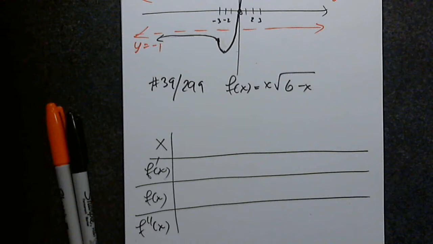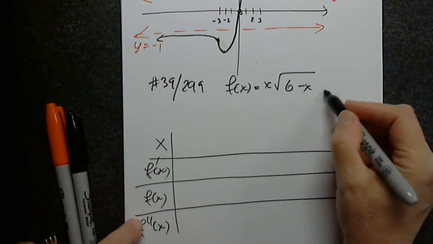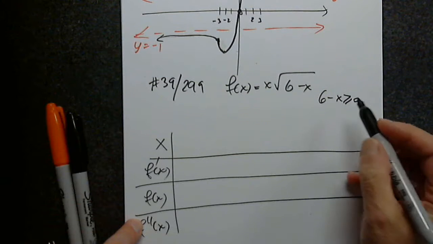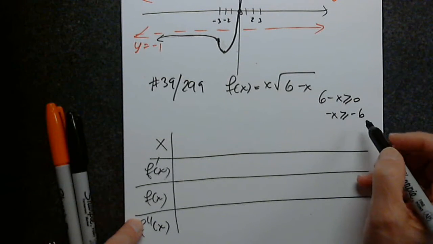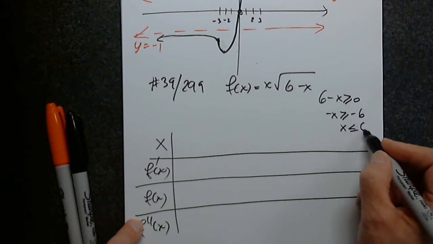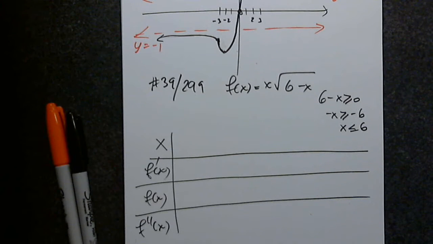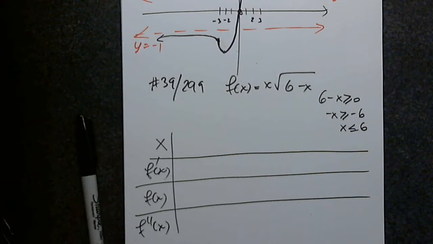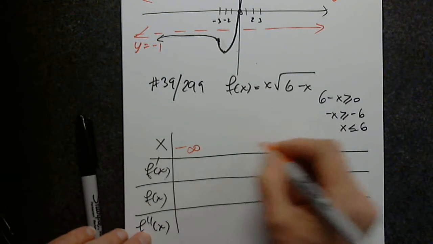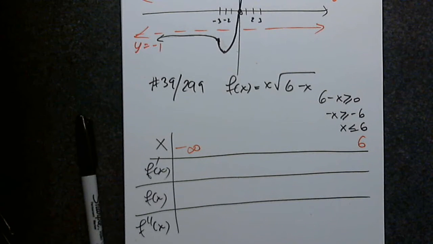Can anyone tell us what to write in order to find the domain? Excellent. Very good. So 6 minus x is greater or equal to 0. Negative x greater or equal to negative 6, or x less than or equal to 6. Do we agree with that? Do we agree? Yes? That's all I need to see in the table, please. Nothing else matters. We're not interested in anything else but the interval between negative infinity and 6. Is this okay?